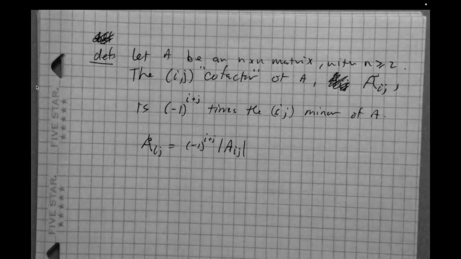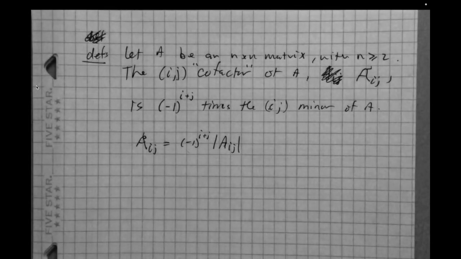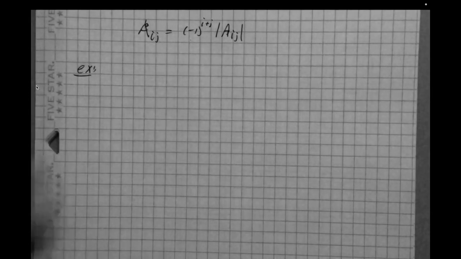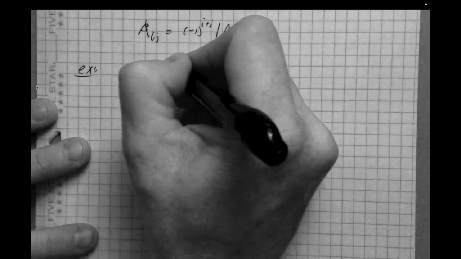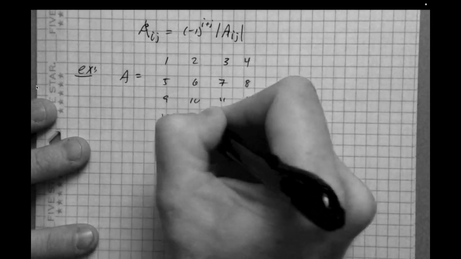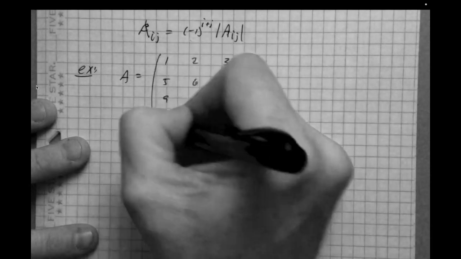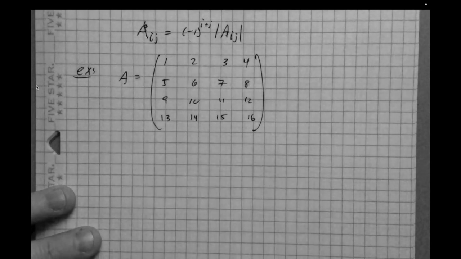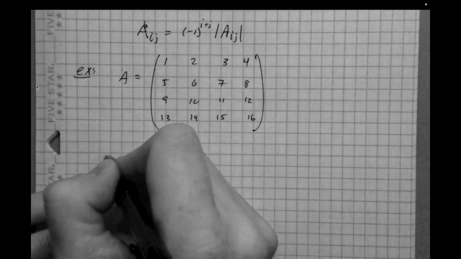Okay, a little bit convoluted, but let's see an example. It's a little cumbersome on the surface, but it's actually not too bad when we see this in practice. So let's say I have a matrix A, and just to make it simple: 1, 2, 3, 4, 5, 6, 7, 8, 9, 10, 11, 12, 13, 14, 15, 16. So I've got this 4x4 matrix, and let's say I'm interested in the 3,4 cofactor.